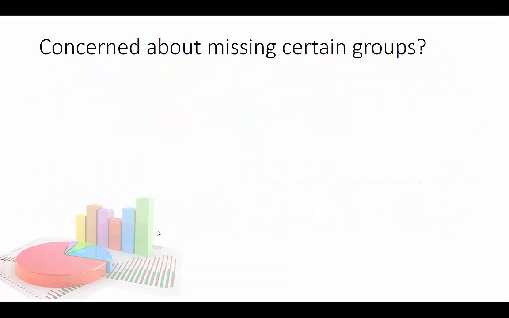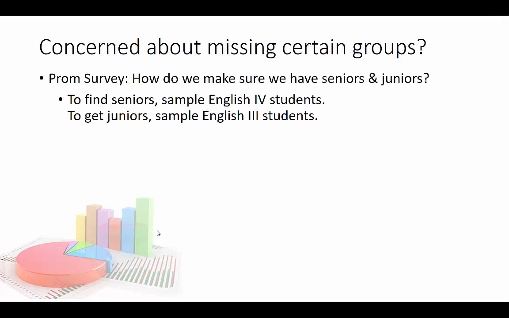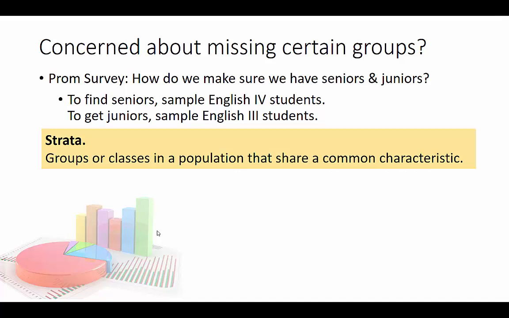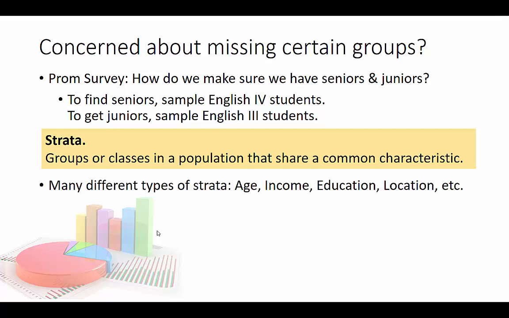What if you're concerned about missing certain groups? For example, if we're doing a random sample at Cedar Ridge for the prom, we want to make sure we have seniors and juniors. So what we could do is randomly sample in English 4 students and then also randomly sample among English 3 students. These are based on strata, which are groups or classes in a population that share a common characteristic. So English 4, those are seniors, and English 3 are juniors.